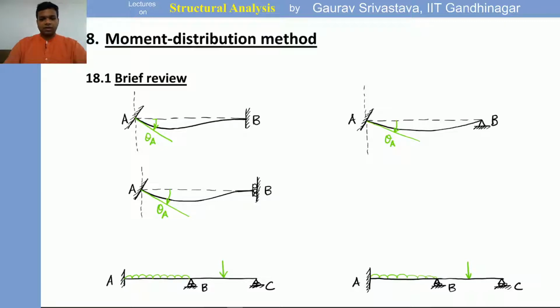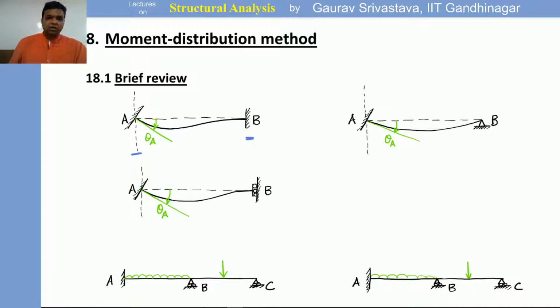Okay, in this session, we'll learn about the moment distribution method. Now, moment distribution method is an extremely powerful method, and it's very ingenious also. So let's see a little bit of review of what we did earlier when we were considering the displacement-based methods. Okay, so the basic idea was that we were fixing both ends A and B.